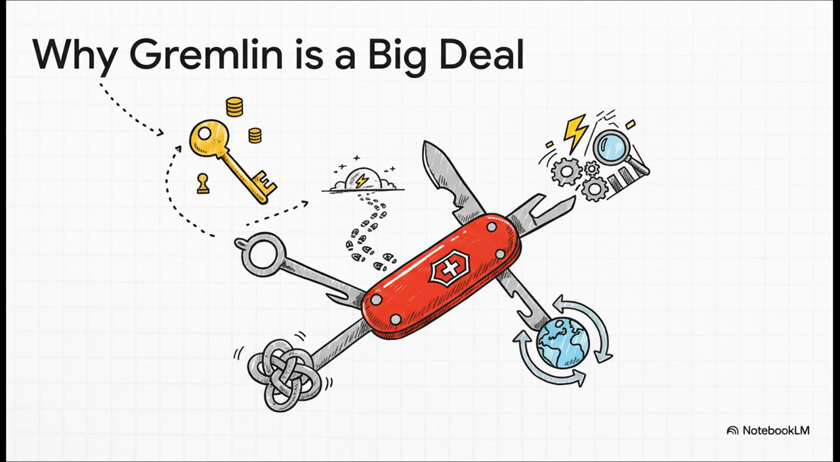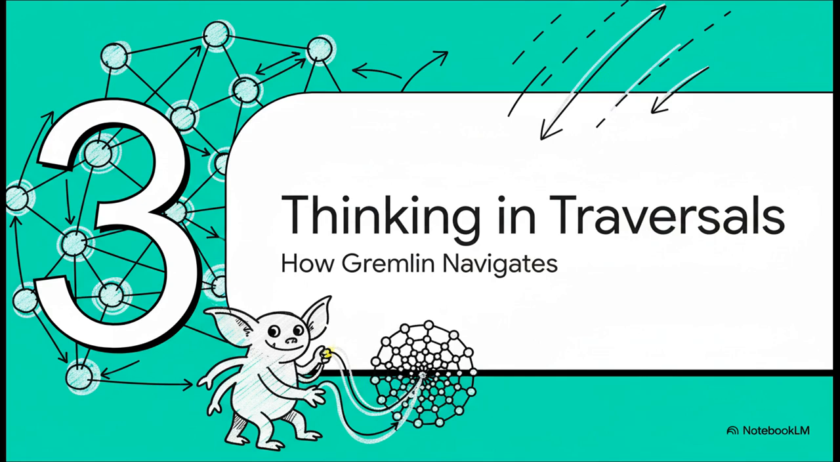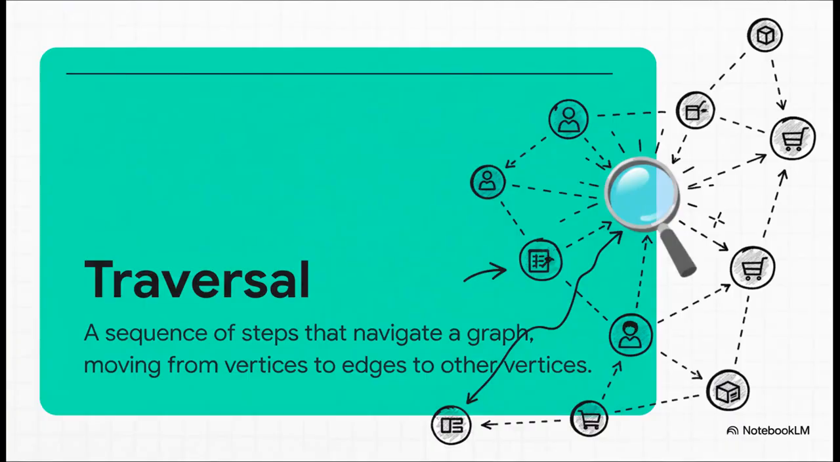For real. So this brings us to the core concept of Gremlin itself. Thinking in traversals. Now, it might sound a little complicated, but I promise it's actually a really intuitive way to explore all this connected data. Simply put, a traversal is just a recipe. It's a sequence of instructions. You start somewhere in your graph, let's say at a specific customer, and then you just follow the connections, or the edges, to find out what products they bought or who their friends are.